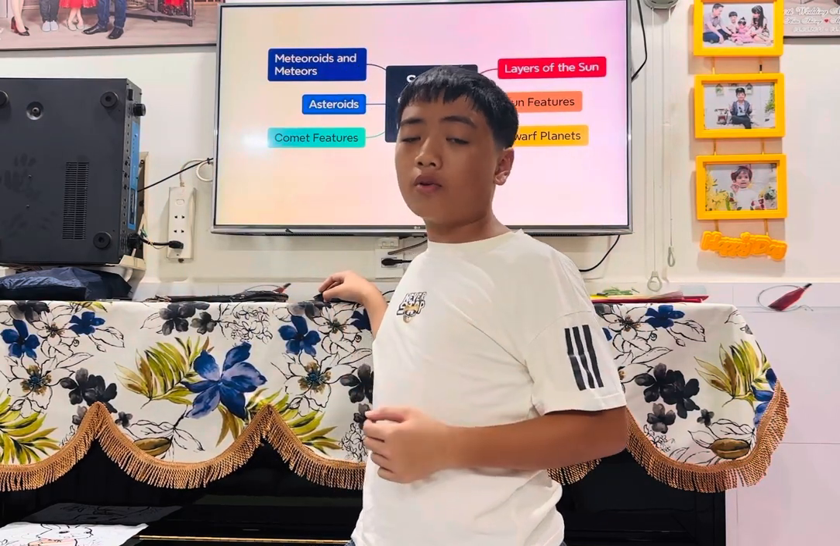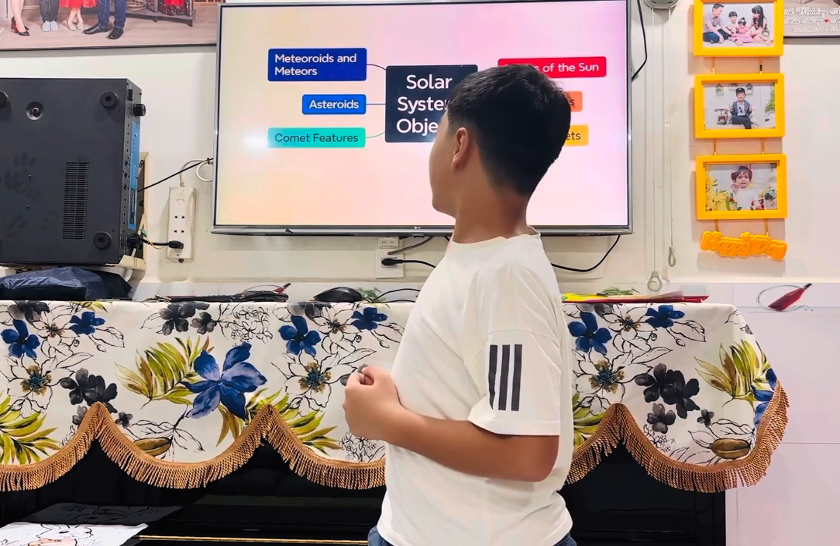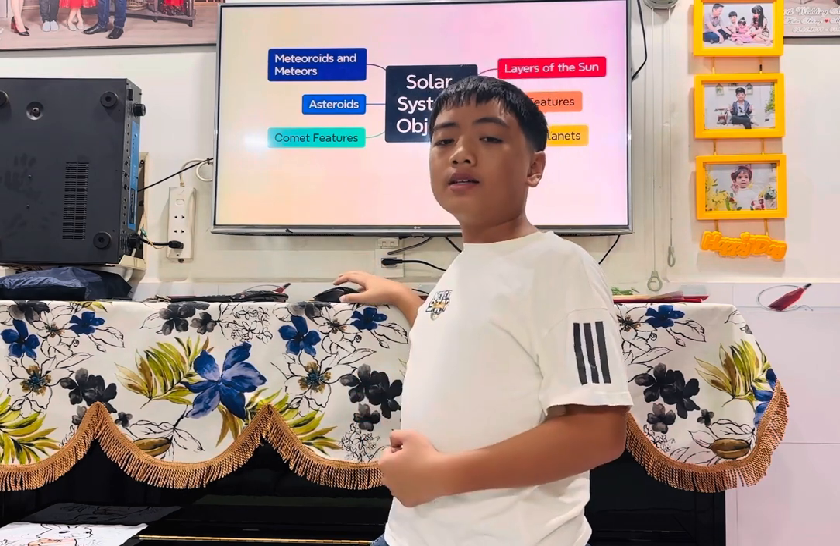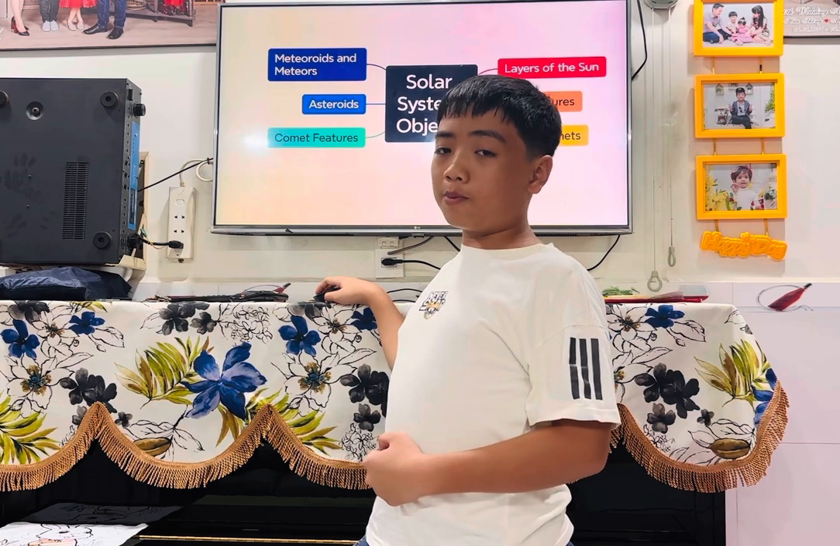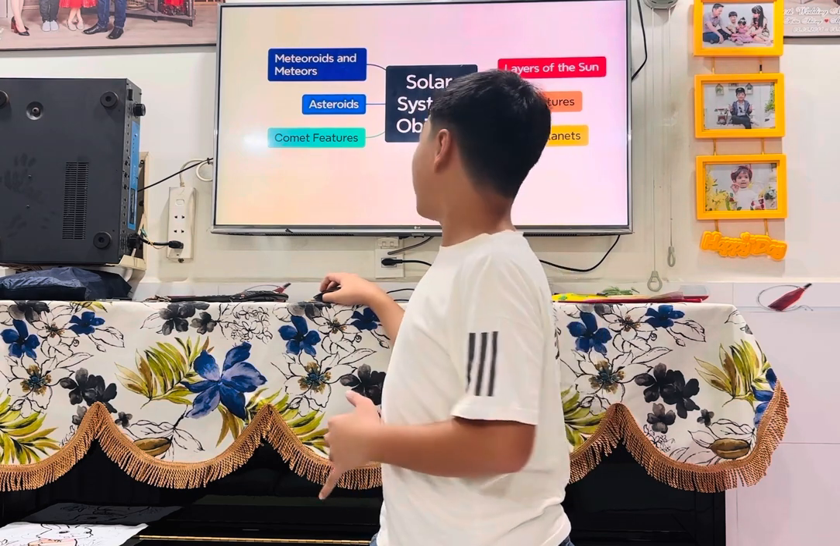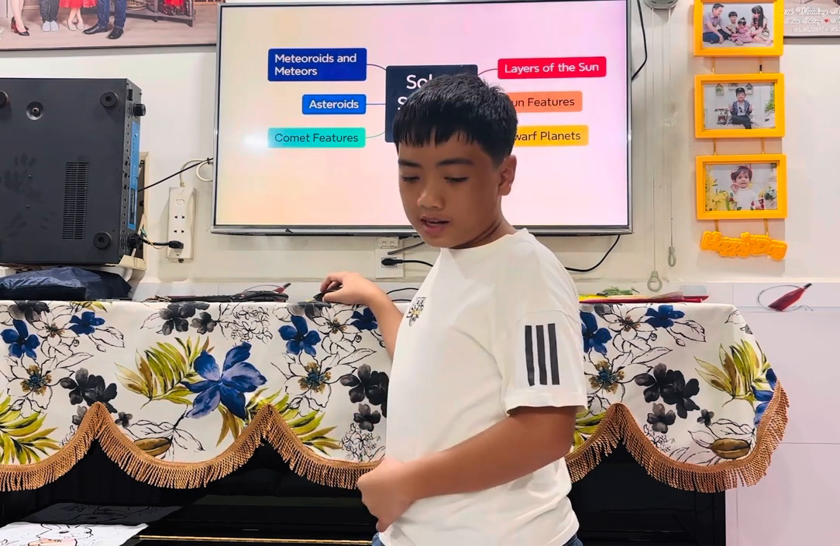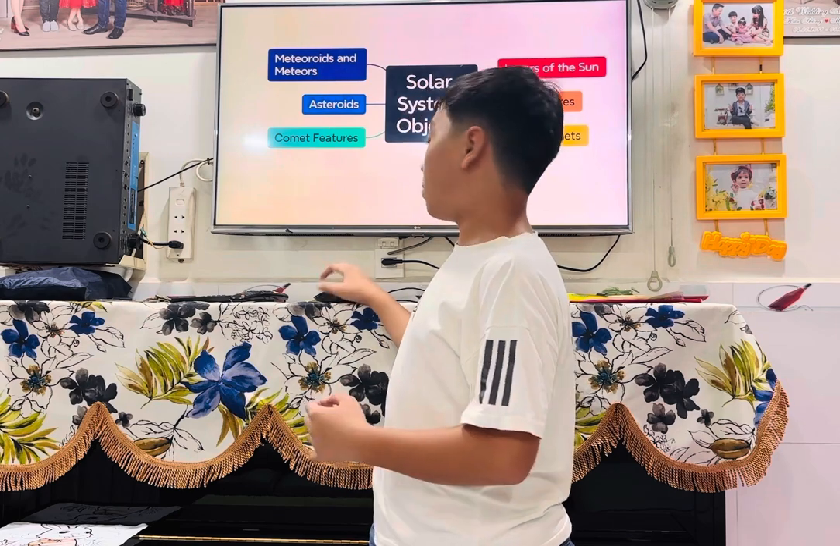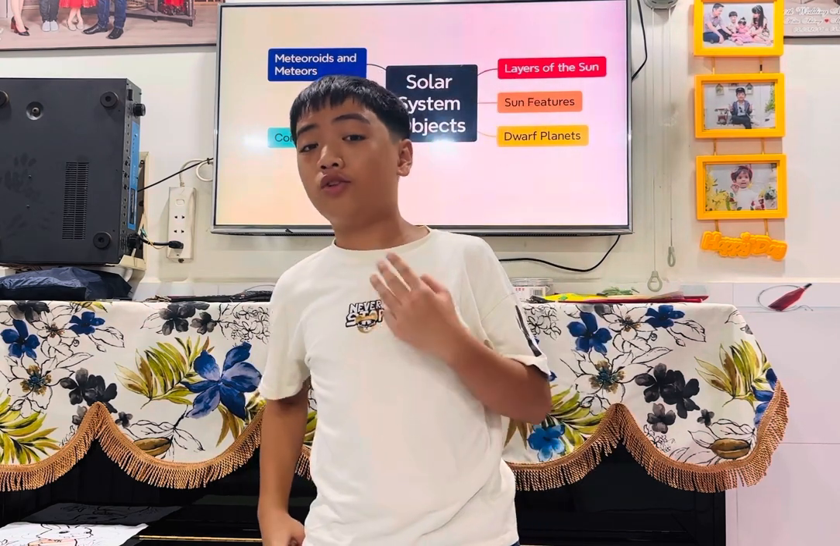I'm 12 years old. Today I'm going to present about the solar system objects. So in the solar system, there are multiple objects and let's see through them. First are the layers of the sun. So the sun has multiple layers, 3 layers and 3 layers in its atmosphere.